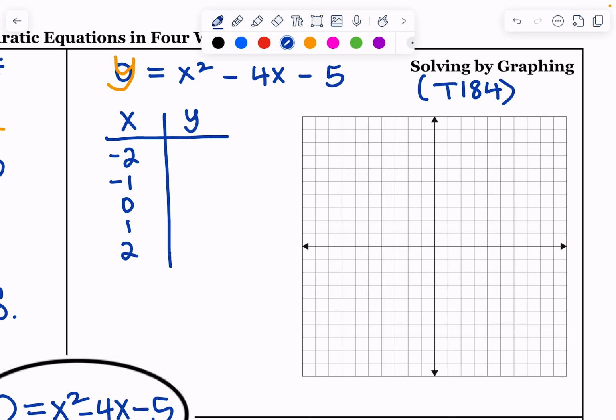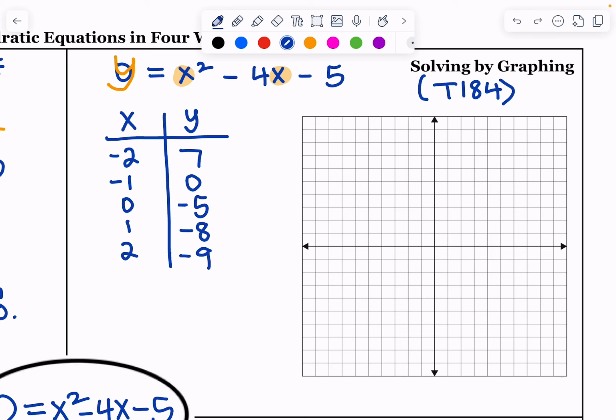So when I do that, I plug in -2 in for these x's here and here, and I get out 7. If I plug in -1, I get out 0. If I plug in 0, I get out -5. If I plug in 1, I get out -8. If I plug in 2, I get -9. Let's go ahead and graph these points, and then we'll decide if we need to find more points here. Again, really quick, this table can easily be found on the graphing calculator.